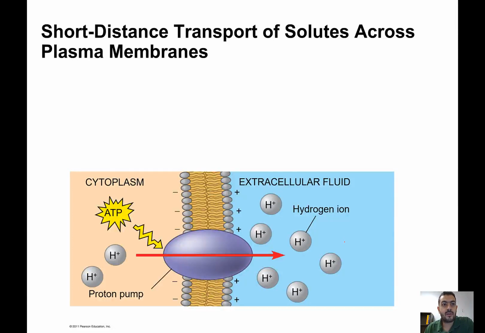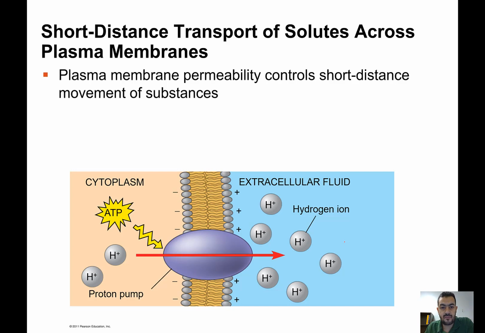So as we said, the sugar may sometimes need to cross the plasma membrane, and as we said, that may happen, and this is governed by the selective permeability of the plasma membrane. So the plasma membrane is characterized by being selectively permeable. It will allow some substances but not others.